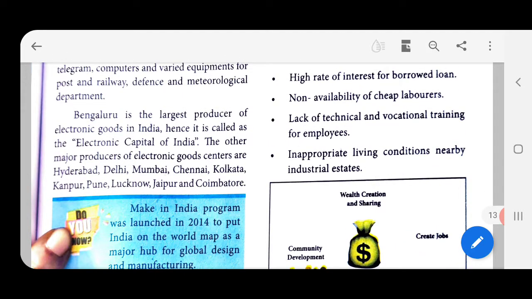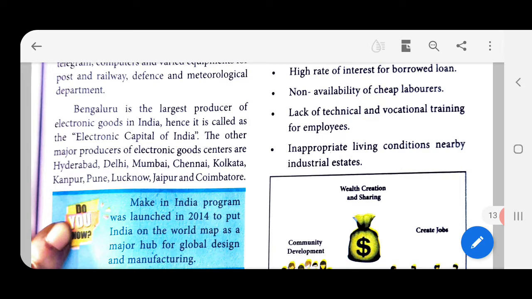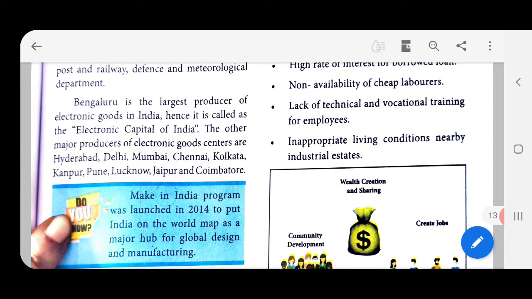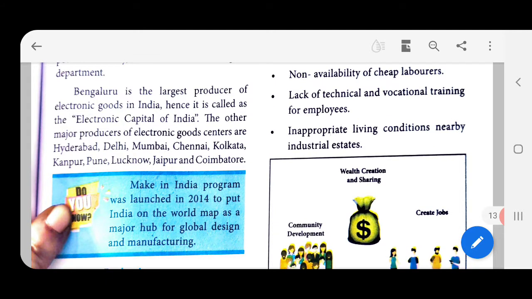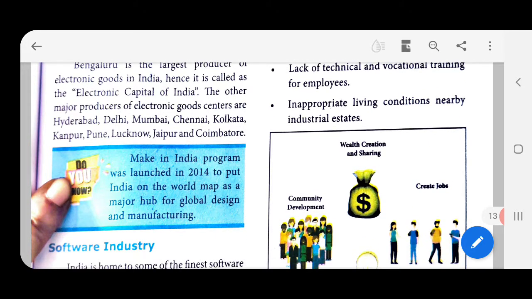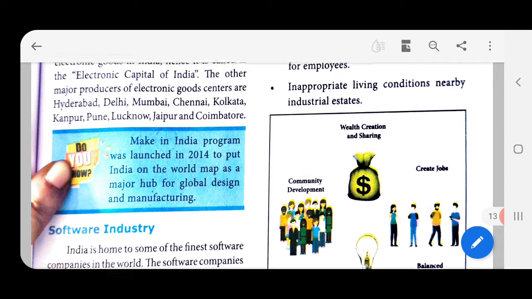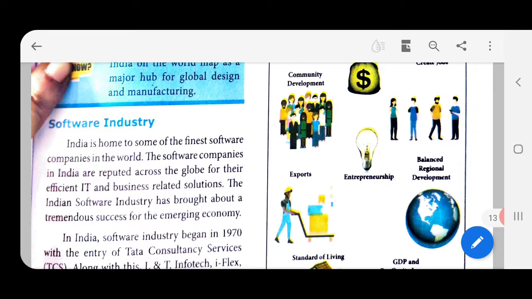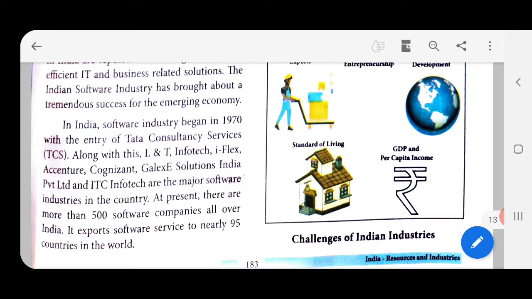So, people who come and work for the industry are supposed to be paid more. That means the cost of the product will become more. Lack of technical and occupational training for employees. So, the government does not support the industries with lots of training. Inappropriate living conditions near industrial estates. We know industrial estates in our place, like Ambattur and all that. So, living conditions in areas next to these kinds of industries are not maintained up to that level. So, these are the problems that the industries in India are facing right now. So, go through the lesson, children.